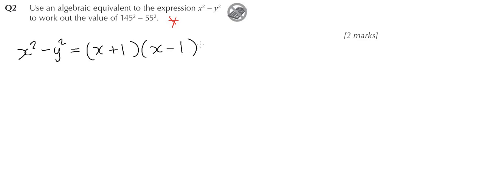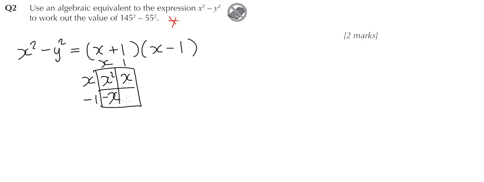When I expand those out, let's use the grid method and be consistent. So I put those into a grid. I've got x plus 1, x minus 1. So x times x is x squared. Good, that's what we want. x times 1, that's plus x. Minus 1 times x, that's minus x. Minus 1 times 1, that's minus 1.